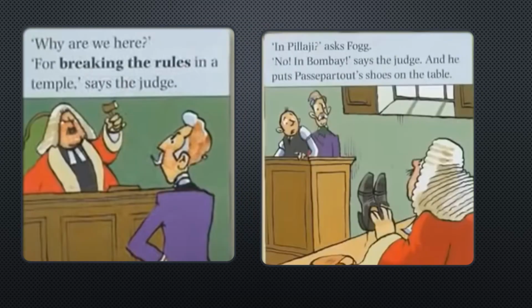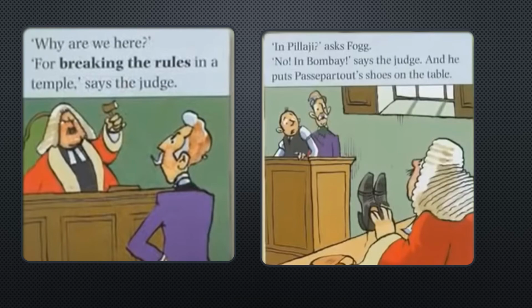Fogg is confused and asks the judge, "Why are we here?" The judge replies, "For breaking the rules in the temple." To which Fogg thinks that is the same rule about the temple he's talking about in the village Palangi, to which the judge says no, for breaking the rules in Bombay.